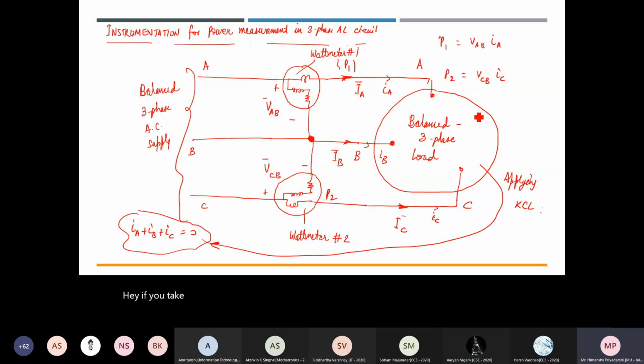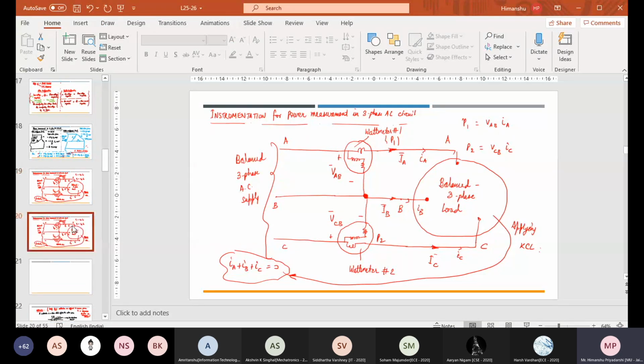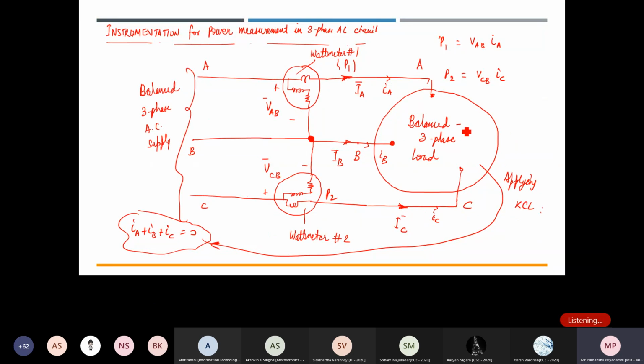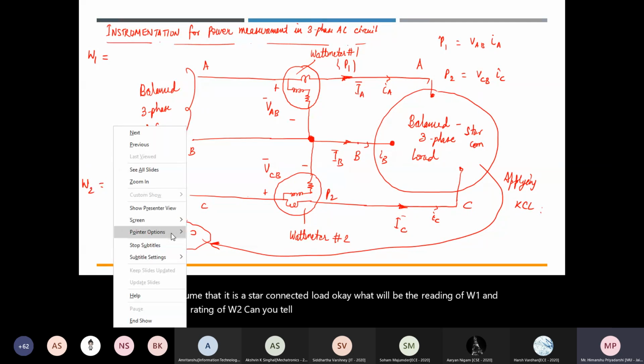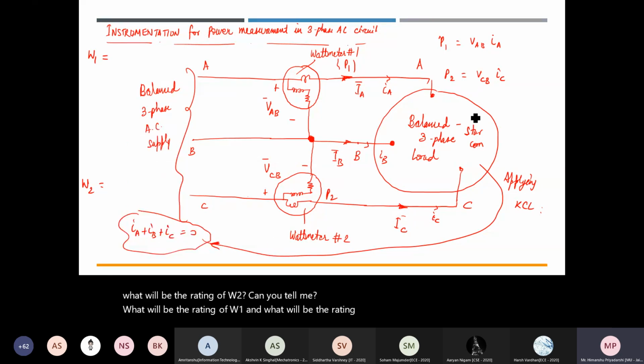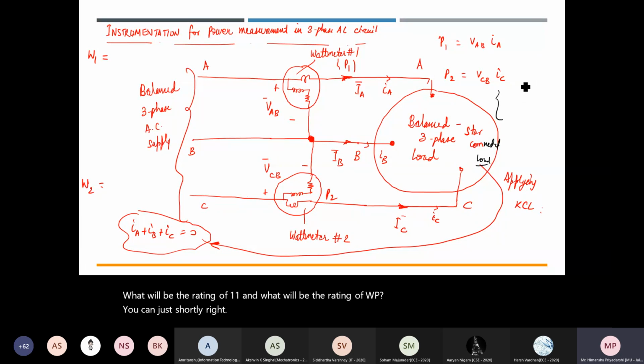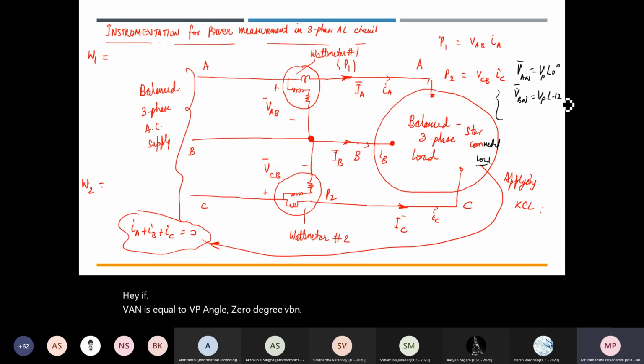If you take it as a star connected load, okay, what will be the reading of W1 and what will be the reading of W2? Can you tell me? You can just shortly write: if VAN is equal to VP angle 0 degree, VBN is VP angle minus 120 degree, VCN is VP angle minus 240 degree, and the load is Z angle phi, star.